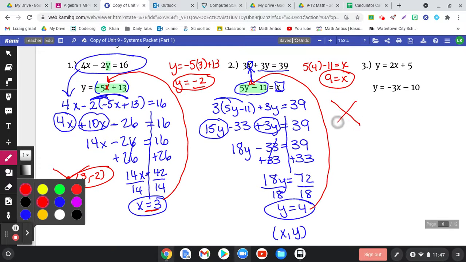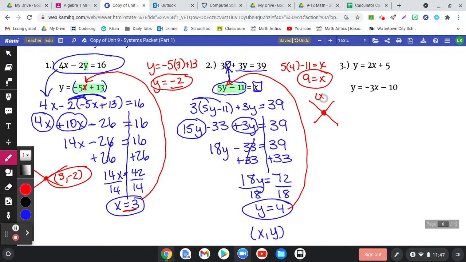So if this were a point on the graph, remember every single point is an x and then a y, so it would be the point 9, 4. If you would take the time to graph those.